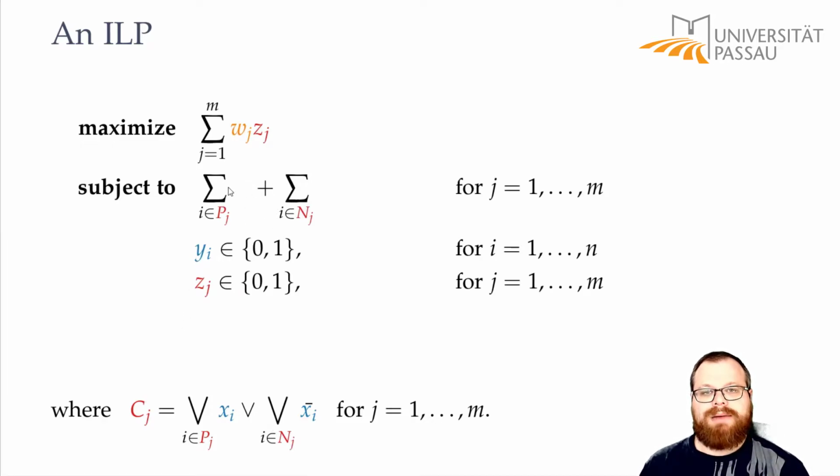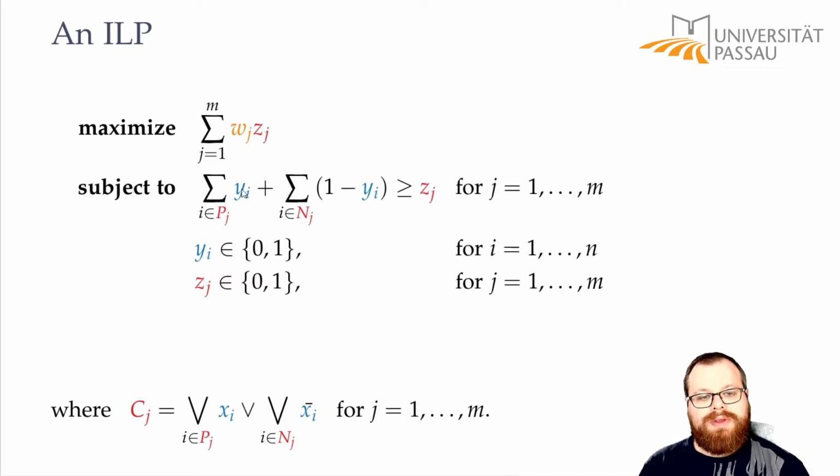And now we want to sum up how many literals are correct. So we sum up all the variables that are in it as a positive literal, and we sum up 1 minus all the variables that are in it as a negative literal. So this gives me exactly the sum of the satisfied literals in a clause. And I want to make sure that z_j can be 1 only if this is at least 1. So we just say that this has to be at least as large as z_j.